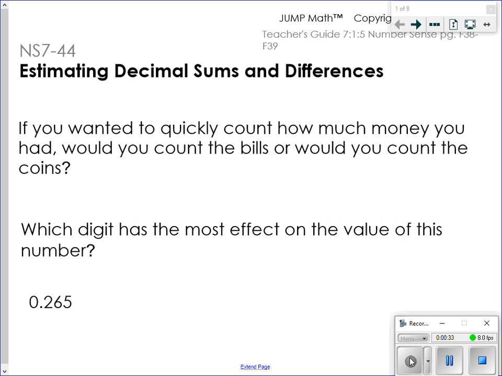In this decimal, 0.265, 265 thousandths, which digit has the most effect on the value of this number? Again, just like in the previous example, it's the digit that has the most value, right? Which would be the tenths. So the 2 has the most effect on the value. 2/10 is a whole lot more than 6/100 or 5/1000, right? So the digit with the greater place value is often the one that you would round to, or that would give you a quick estimate, an easy estimate, if you were trying to estimate a sum or a difference in decimals.